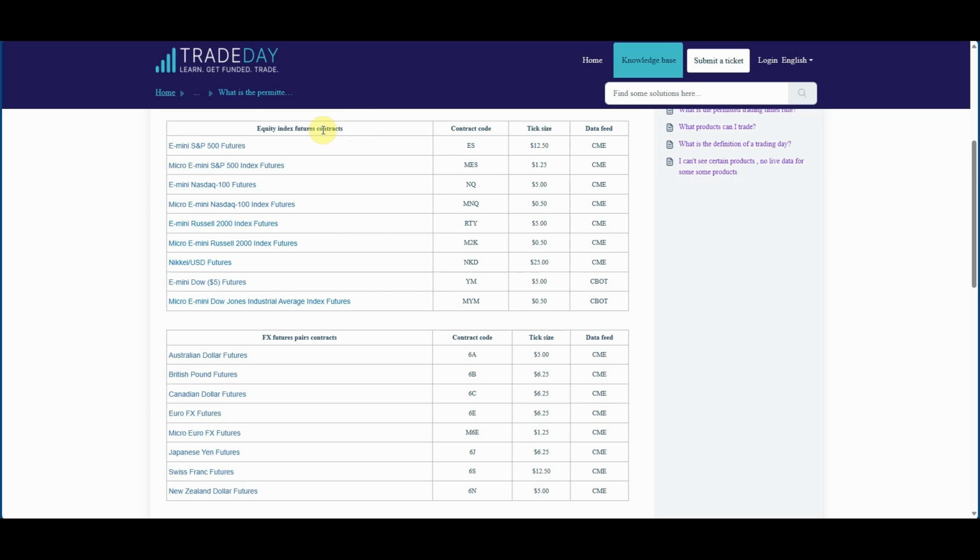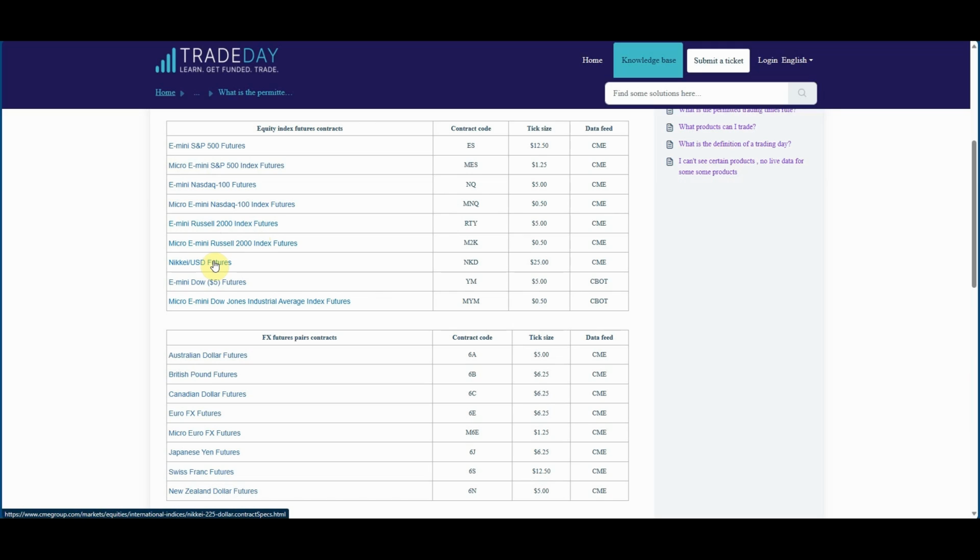So equity index futures contracts. So we've got the S&P 500, so that's US, the NASDAQ 100, it's a US one. NASDAQ again, the Russell 2000, it incorporates 2,000 companies. The Russell again. Now these are all US markets, US index markets. That's trading in the US session.